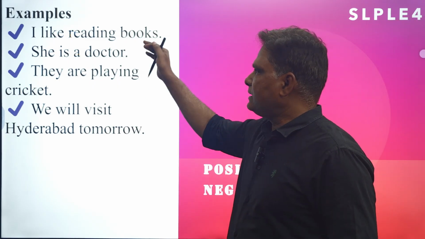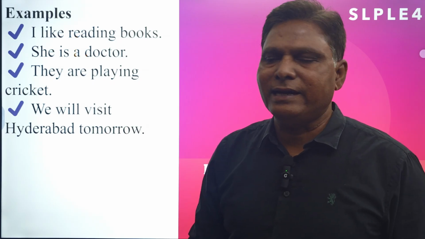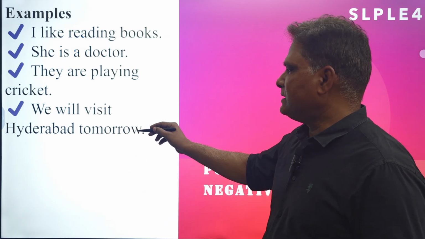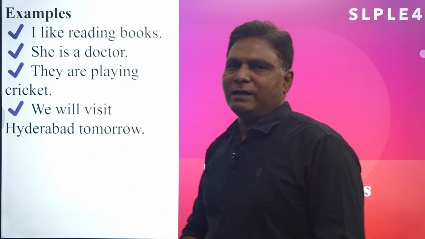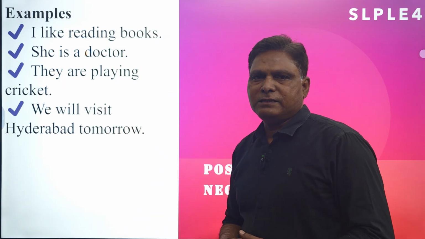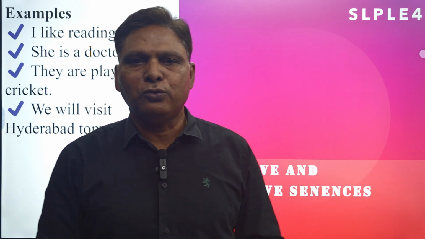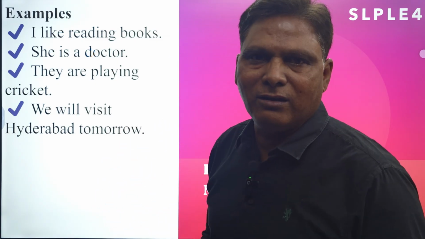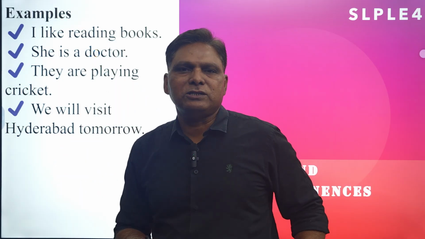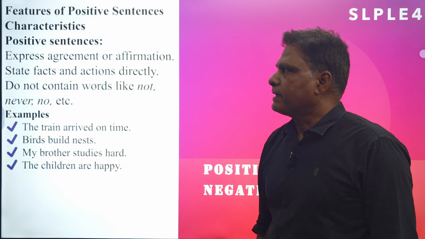Now let us have some idea about some examples. I like reading books. Here it is confirming that somebody likes reading books. She is a doctor. They are playing cricket. We will visit Hyderabad tomorrow. In all these four examples, what did you observe? You observed that some fact is given, some action is confirmed without using any negative words like no or not or never or did not or haven't, etc.